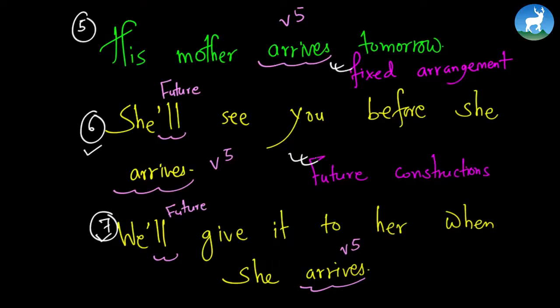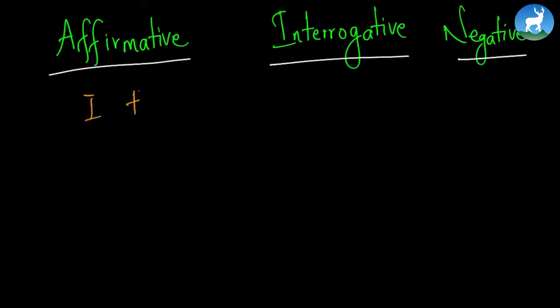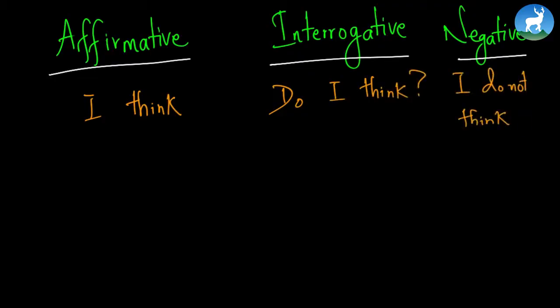Now let me teach you how to form the simple present tense in affirmative, interrogative, and negative form. Affirmative, interrogative, and finally negative. So if the verb is think and the sentence is I think, it will be changed into do I think in interrogative form. And the negative is I do not think. So the V1 is V1 everywhere, only the structure of the sentence is changed.